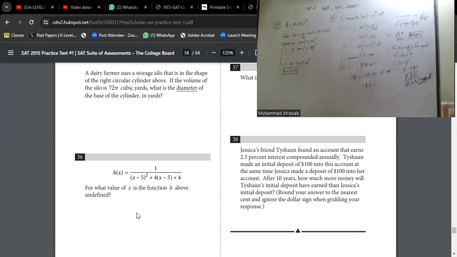So this is the answer to question number 38 for this SAT exam. I hope you will understand each and every question.